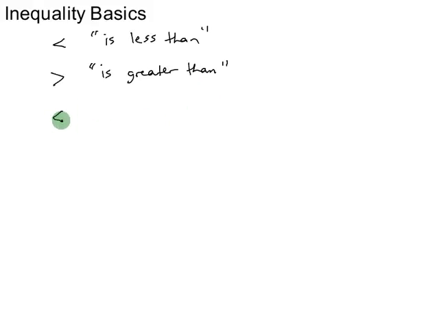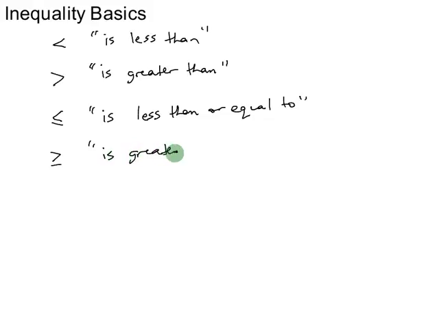And if you see a less than with a line underneath it, that means is less than or equal to. So it could be less than or equal to the number. If you see a greater than with a line under it, same basic thing, is greater than or equal to. Okay? So some basic ideas.